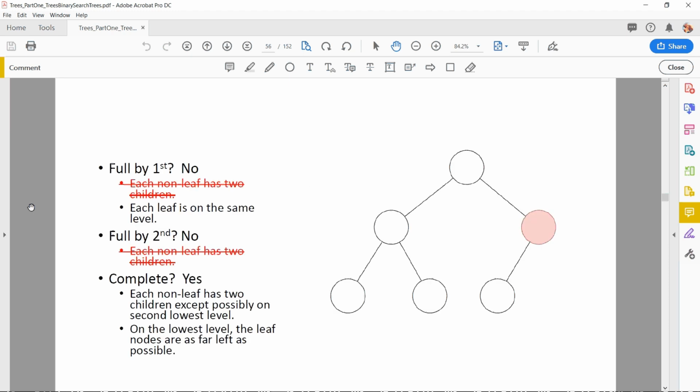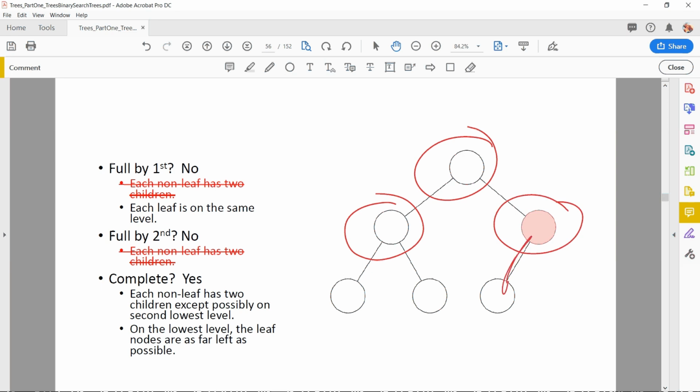So is this one full by the first definition? No, because it's not true that each non-leaf has two children. So this is a non-leaf with two children, this is a non-leaf with two children, but this is a non-leaf with only one child. Because of that, it doesn't meet this definition, meaning it's not full by the first one, and it doesn't meet the second definition either. So it's not full by either definition.